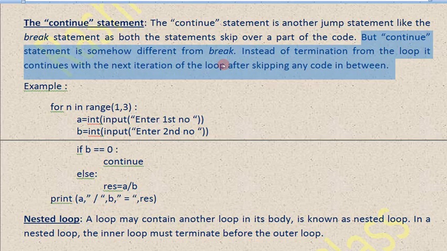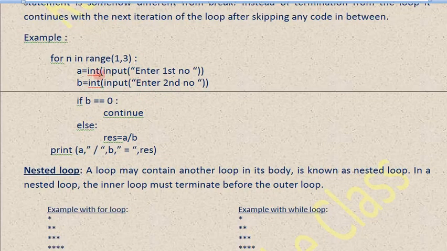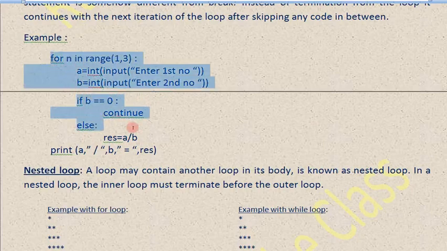Okay, let's see the example, then you can understand better. So in this example, I want to run this loop, this for loop, twice. So I wrote here 1 comma 3. So 3 means it is 1 comma 2. So it will execute the loop twice.